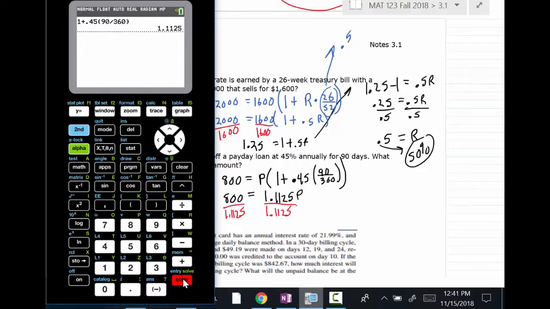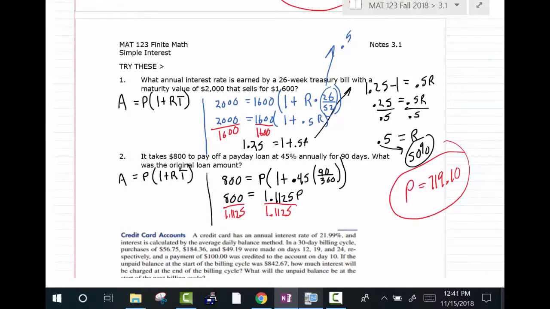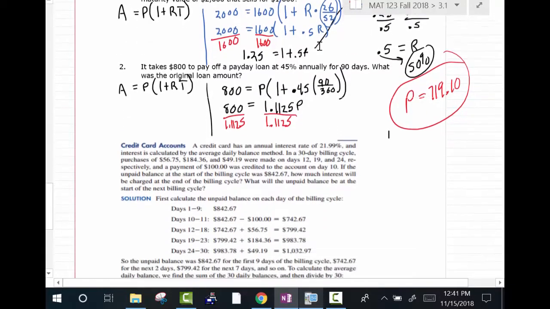1.1125, and the answer on that was, is that 719? Is that what you were getting? Yeah. Okay, so the principal on that is about $719.10. You always round these things off to 2 decimals. Okay, that's the idea. Okay, are we good? If you got the first one good, that's a little bit harder algebra than the second one is. So as long as you can get these set up okay, that's a good thing.